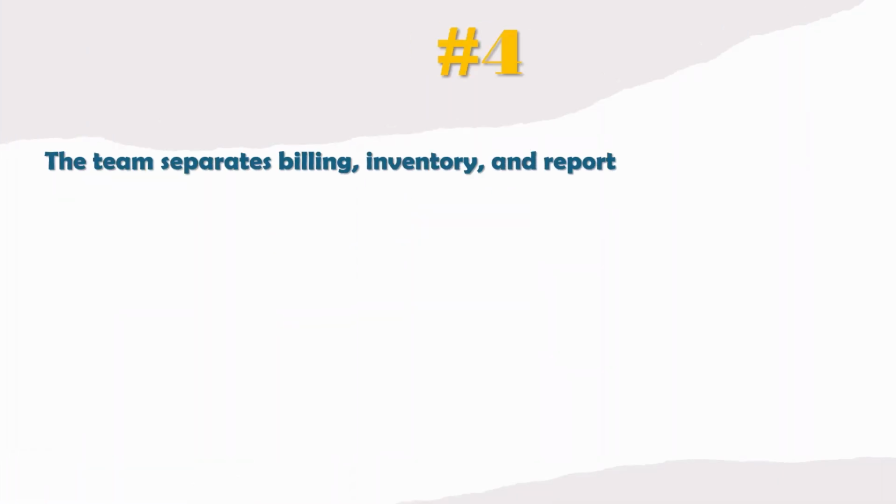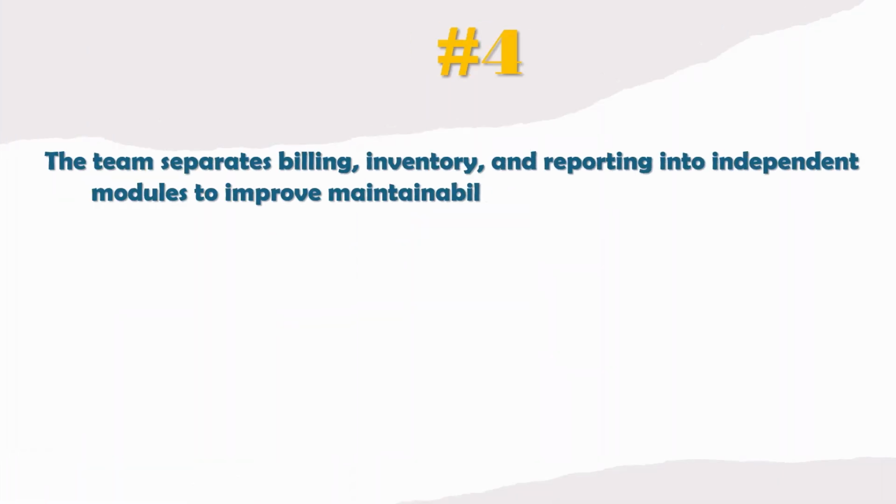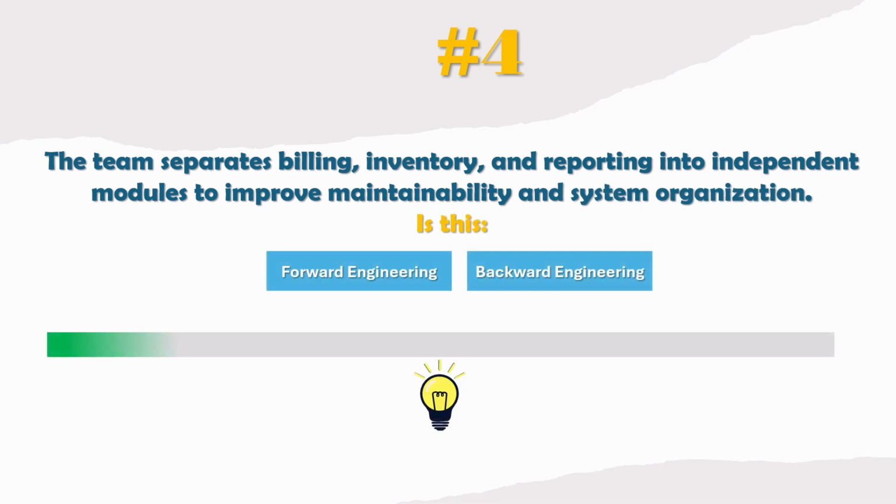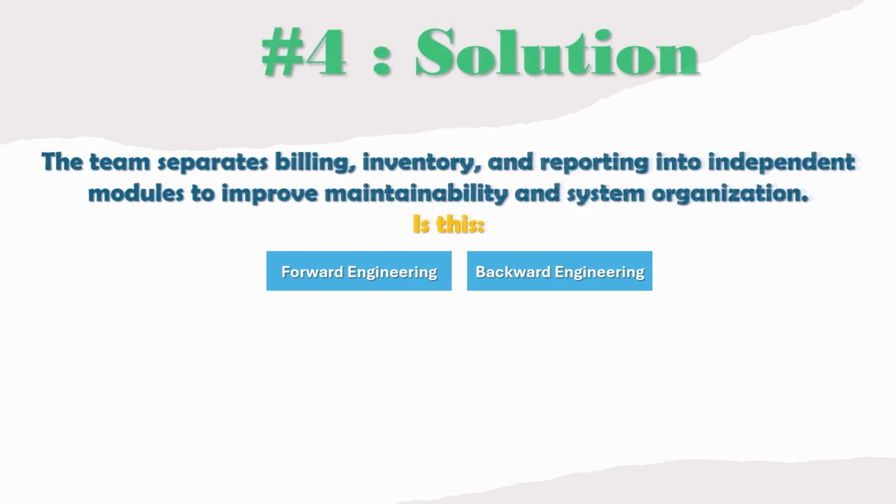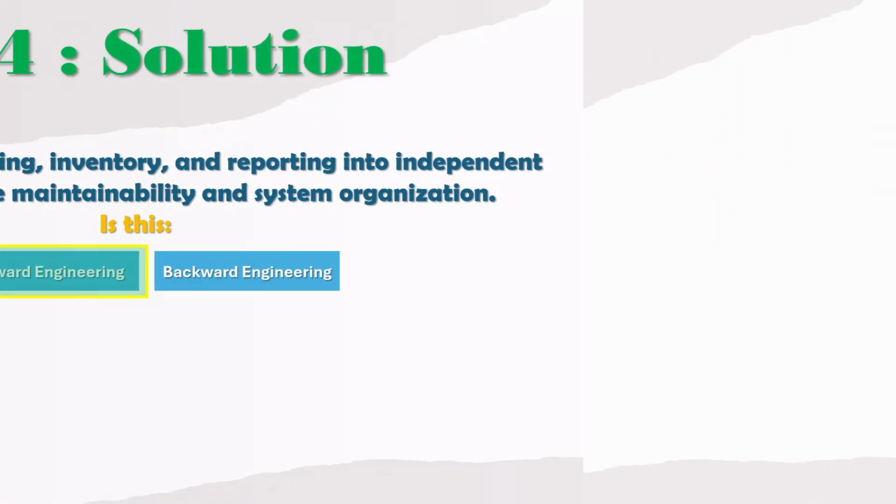The team separates billing, inventory, and reporting into independent modules to improve maintainability and system organization. So this is forward engineering because the team is redesigning the system architecture into a cleaner and more modular structure. Instead of simply analyzing the old system, they are actively creating an improved design that will make future maintenance and development easier. So this activity involves constructing a better system organization, which is a part of forward engineering.